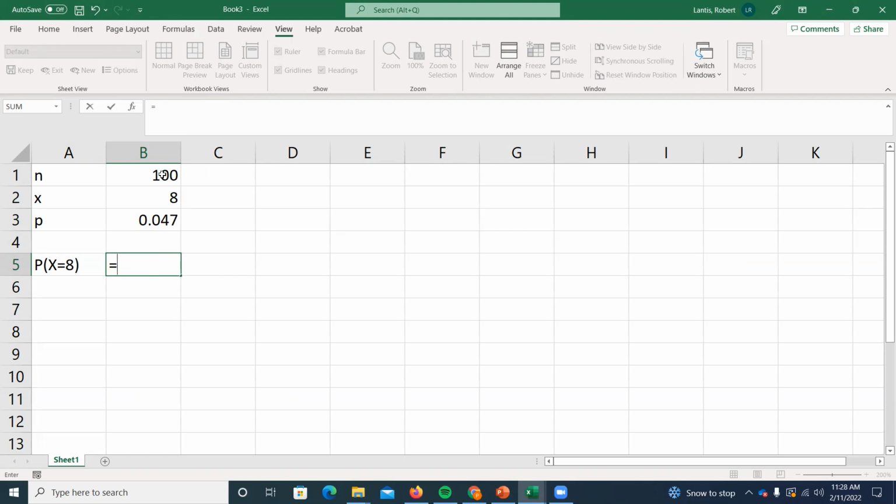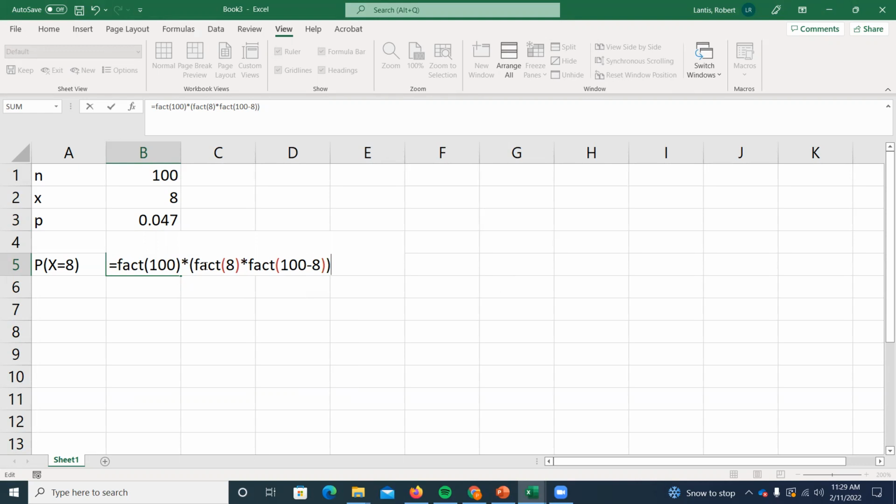So the first thing would be 100 factorial or n factorial. It would be nice if I could just type 100 factorial in Excel like this, but I don't think it works that way. There's a built-in formula that does the factorial for you, which is just FACT, and then whatever number you want to take the factorial of. So I'm going to take 100 factorial times what? X factorial, so 8, times the factorial of n minus x, so 100 minus 8.